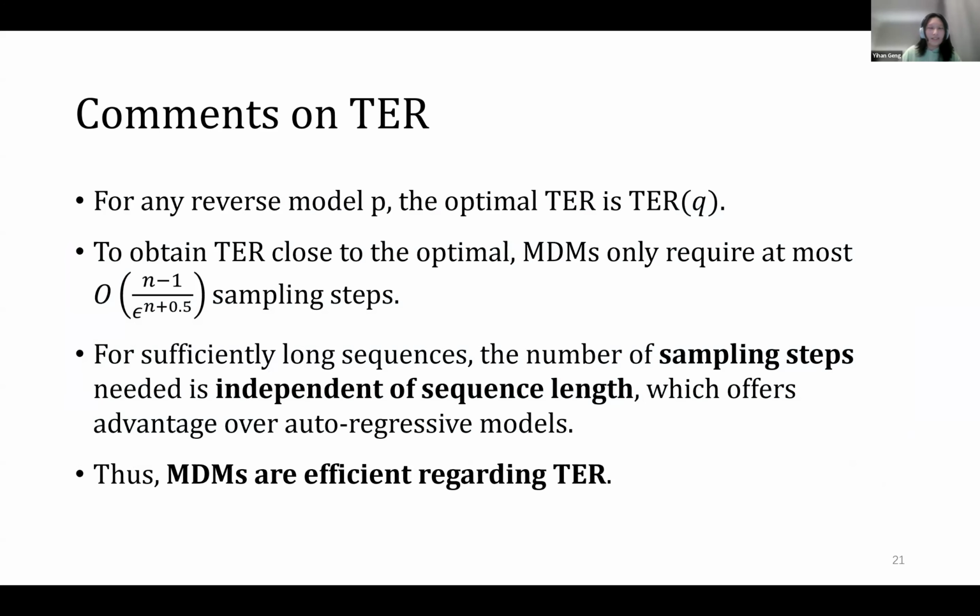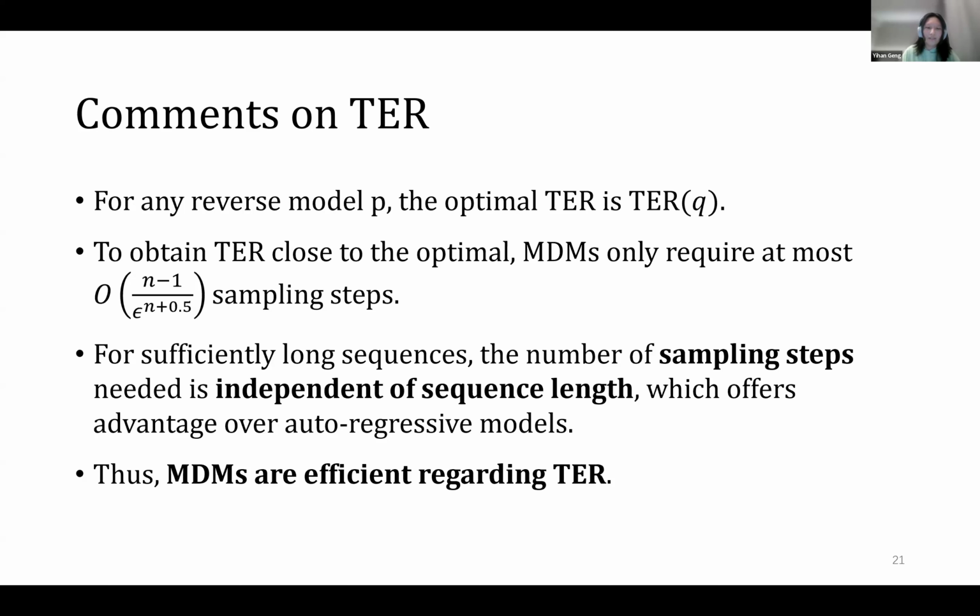And here are some comments on this theorem. First, note that for any model P trained on the true model Q, the optimal TER is simply the TER of Q, so it is sufficient to focus on the upper bounds. And now here's the key advantage of MDMs. Unlike autoregressive models, the number of sampling steps required by MDMs does not grow with the sequence length. This is a huge efficiency gain, especially for generating long sequences. So from this perspective, we can conclude that MDMs show strong potential for text generation, at least when we are evaluating with token error rate or equivalently perplexity.